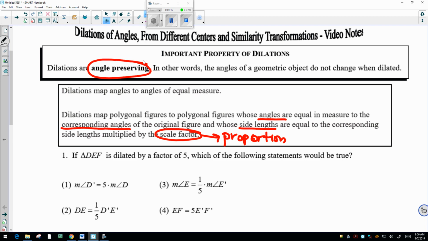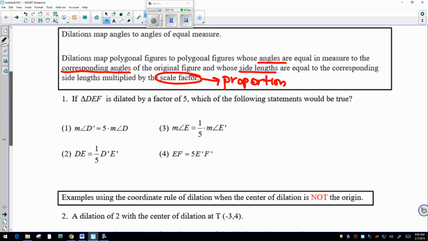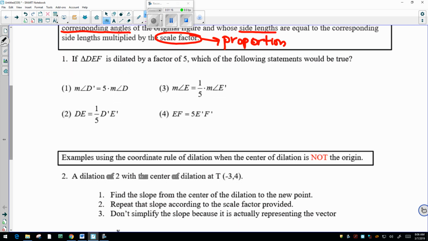So keeping that in mind, we have a triangle. It says triangle DEF is dilated by a scale factor of 5. Which of the following statements would be true? Well, we're looking at angles here, and if I'm looking at the angles, they're telling me angles are going to change. We know that these can't be true because we just learned that angles are going to remain the same or stay equal in measure with the dilation.